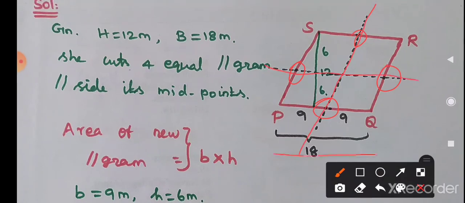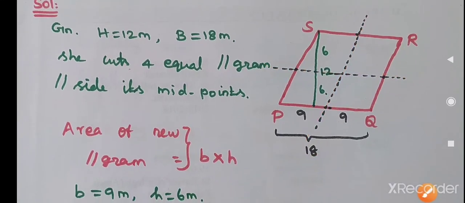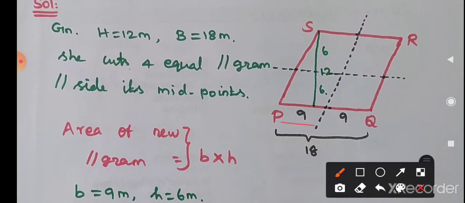Here the total is 18. So the midpoint is 9. So these two distances are 9 plus 9 is equal to 18 meter. Here also we are cutting equal parts. So here 6, here also 6.